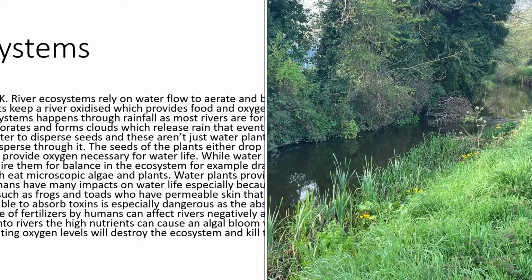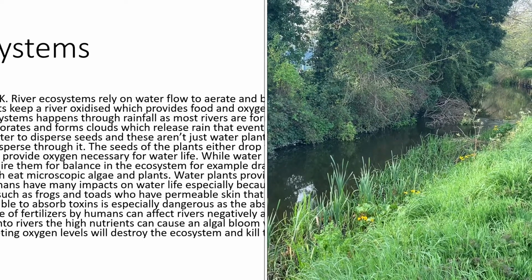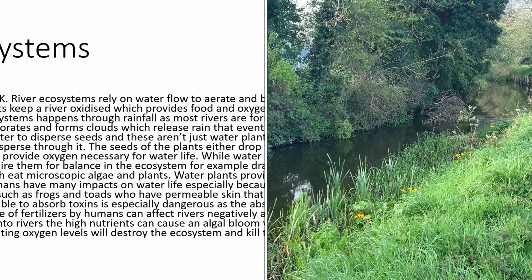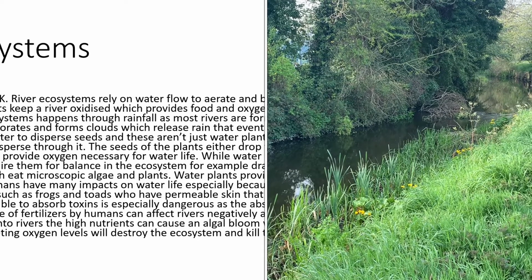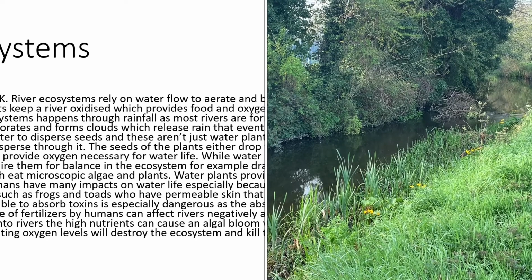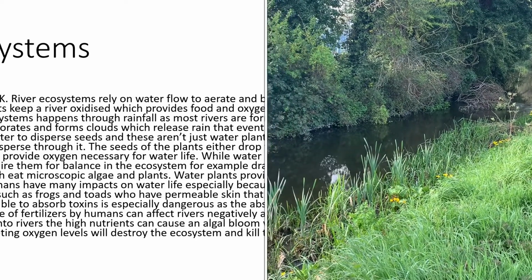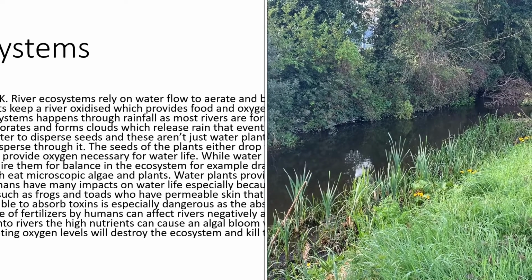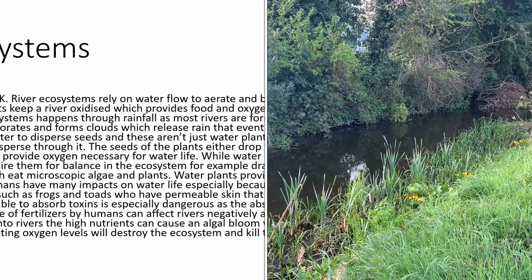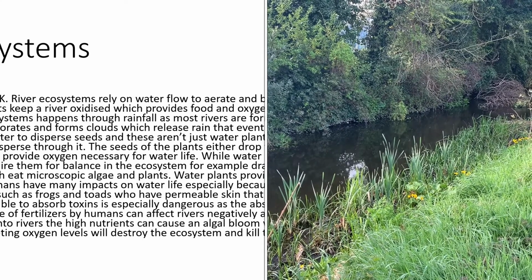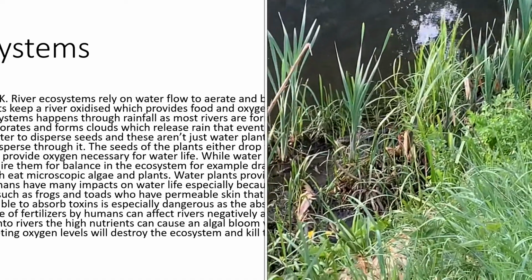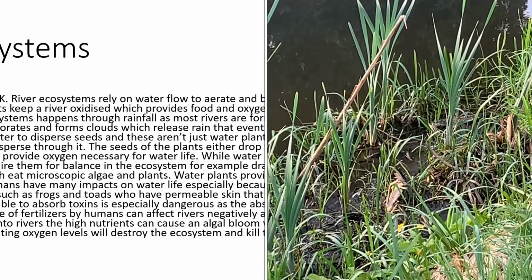Humans have mainly negative impacts on water life, especially because it's so sensitive, especially amphibians such as frogs and toads, which have permeable skin that can absorb toxins as they use their skin to hydrate. Use of fertilizer by humans can affect rivers negatively and the life in them. When fertilizer spills into the river, high nutrients can cause an algal bloom, which, by blocking the sunlight and depleting oxygen levels, will destroy the ecosystem and kill the water life.